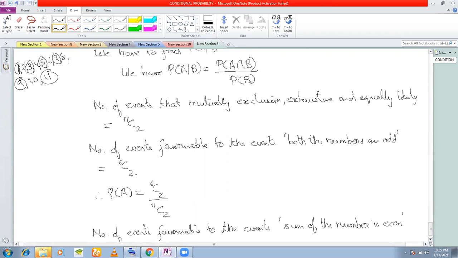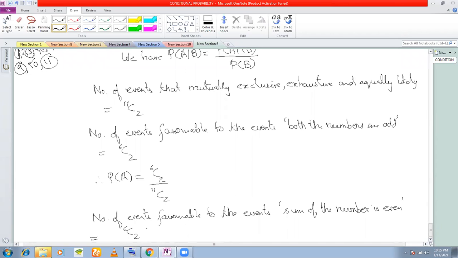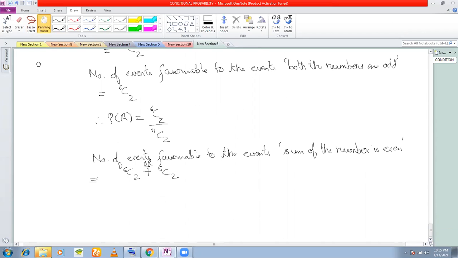Now, how many even numbers? 2, 4, 6, 8, 10. 5 even numbers. If you select any two even numbers, even then the sum will be even. So either you add two odd numbers, this plus sign denotes or, right? Or you have two even numbers. Understood? In this way, you'll get an even sum.